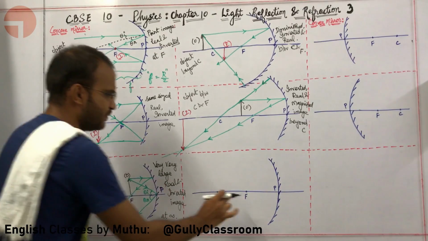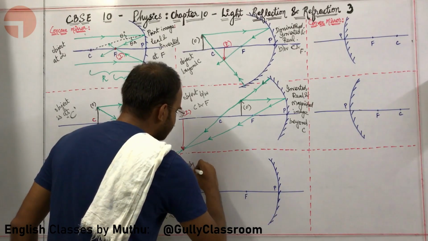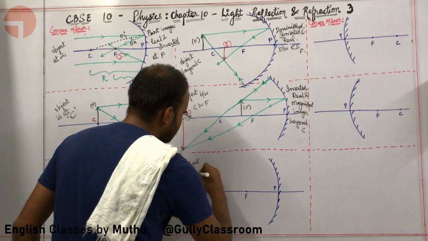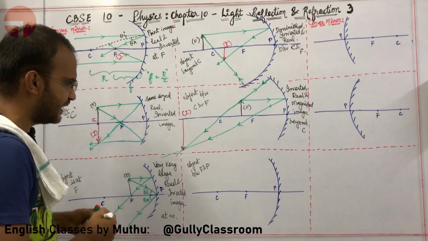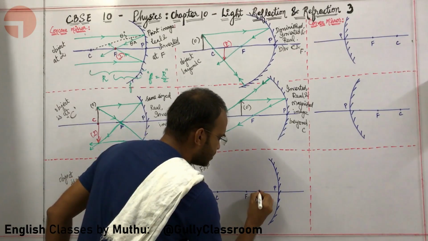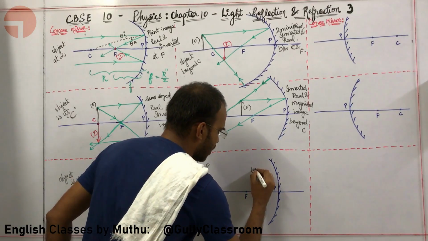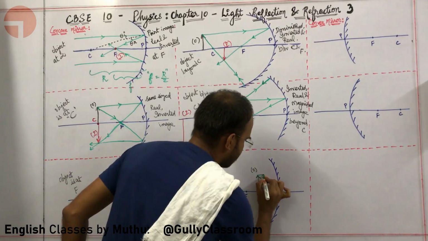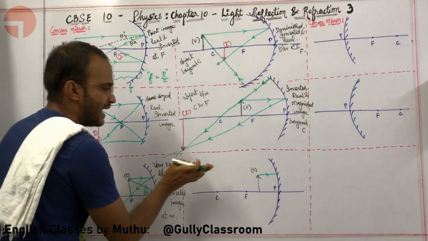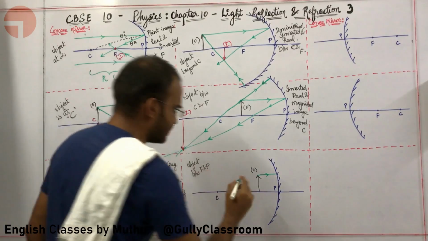What, sir? In between F and P. So the object is between F and P, the principal focus and pole. That is fine. Let us draw this. Let me draw this particular object, a beautiful object over here. Now what is going to happen? I am going to draw a parallel line like this. Yeah, absolutely, sir. What next?